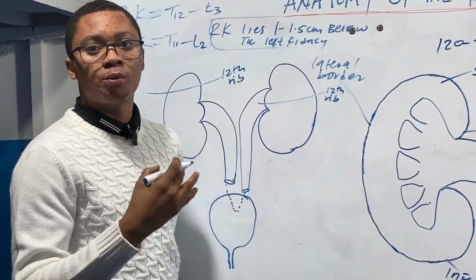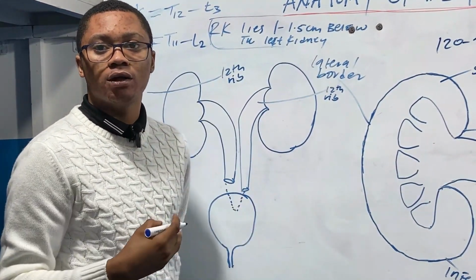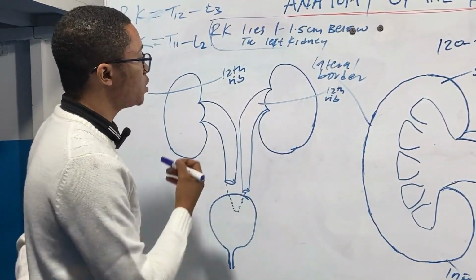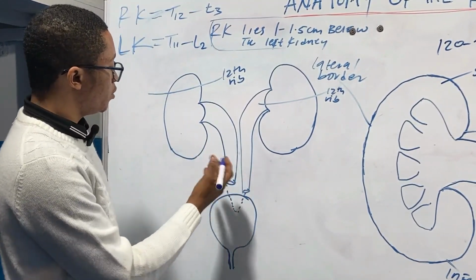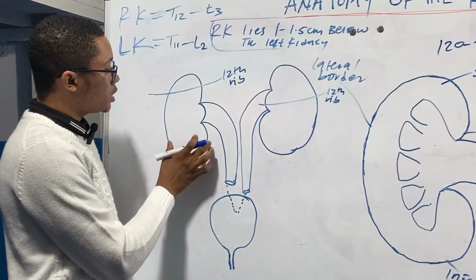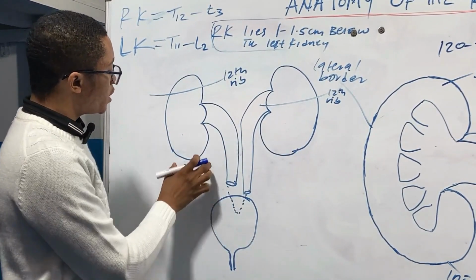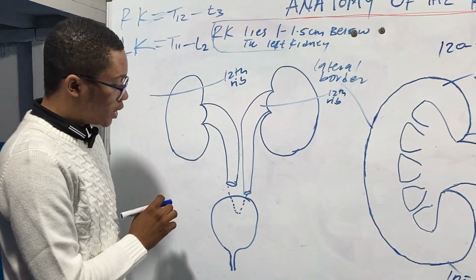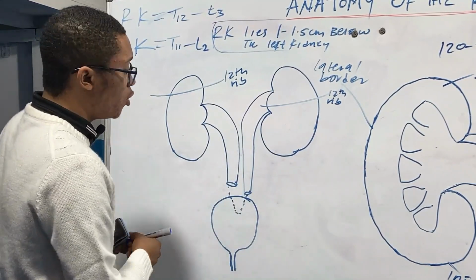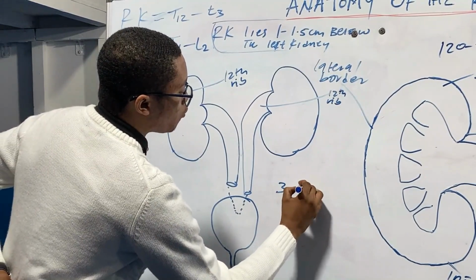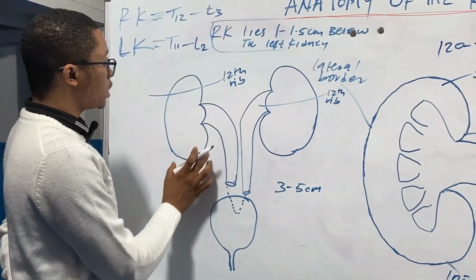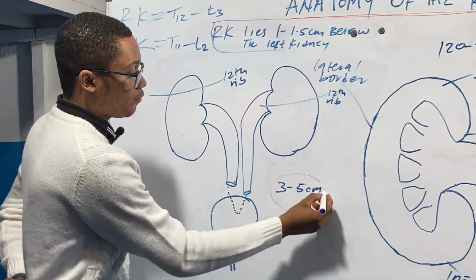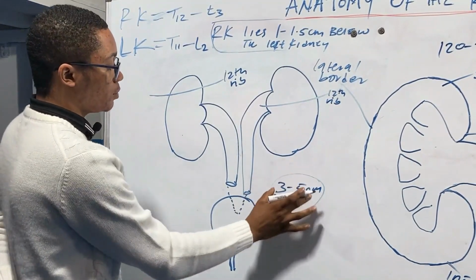So this is how they project on the skeleton anteriorly and posteriorly. Now, let's talk about something different. Look at this diagram here. This is the right kidney and this is the left kidney. The distance from both kidneys to the iliac crest ranges from about 3 to 5 cm. So the distance from the inferior pole of the kidney down to the iliac crest is about 3 to 5 cm.